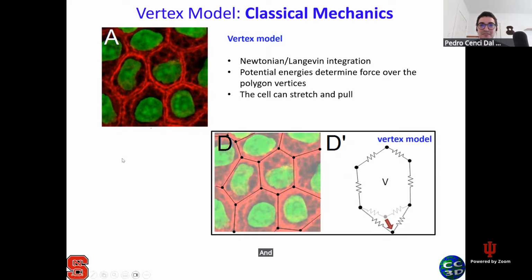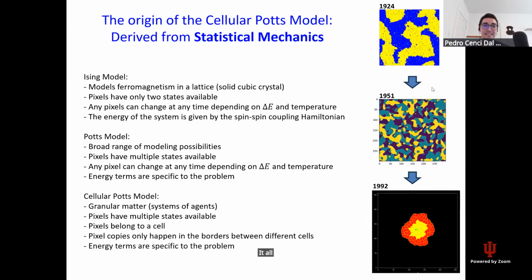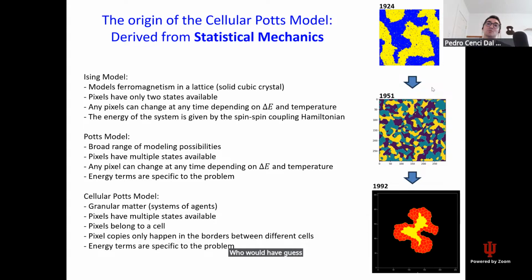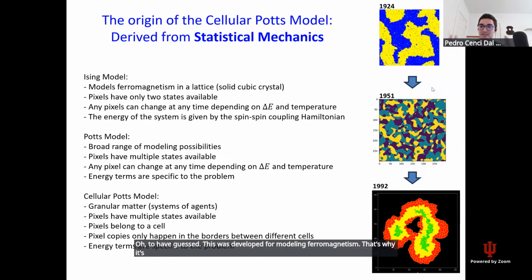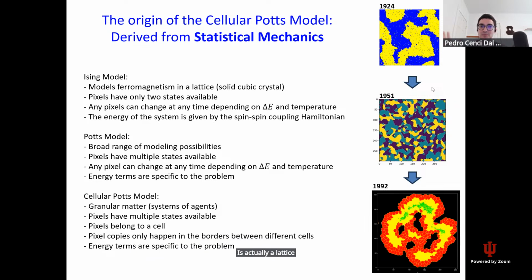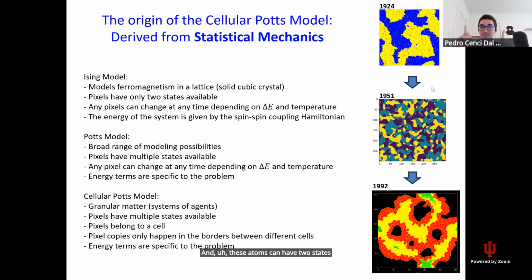And finally, CompuCell3D with Cellular Potts Model. How does this work? And this is the weirdest of all. That's why I have one tiny bit of history about the Cellular Potts Model. It all started with the Ising model, which was developed by Ising, who would have guessed. This was developed for modeling ferromagnetism. That's why it's a lattice, because the solid, the magnet, is actually a lattice. So the atoms are very well organized. And these atoms can have two states, spin up or spin down.